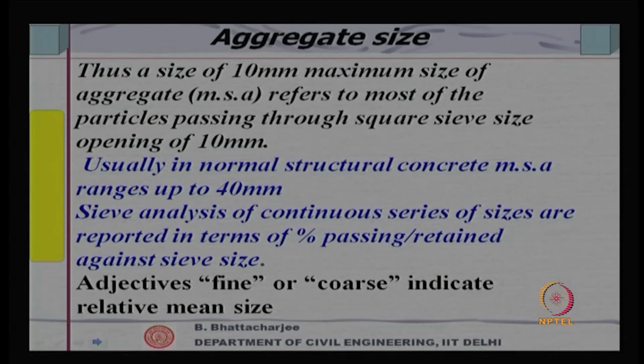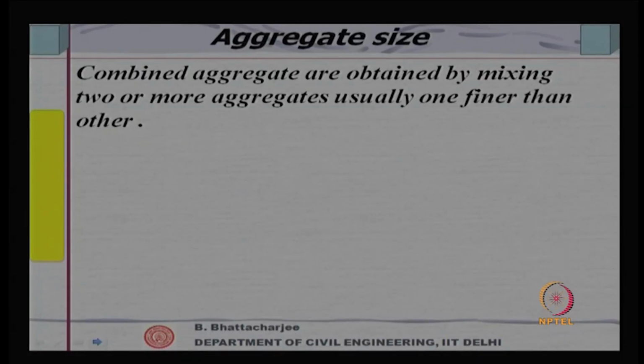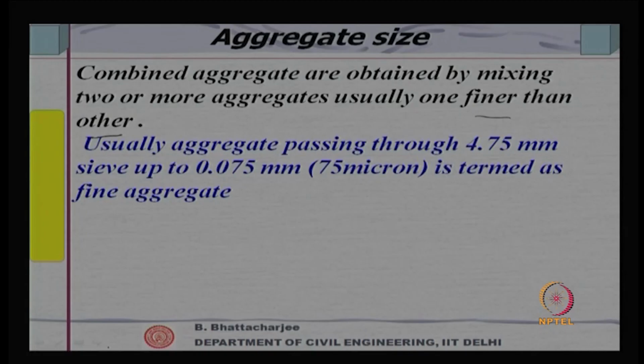Adjectives such as fine or coarse aggregate indicate relative mean size. Fine aggregate has a smaller relative mean size. Combined aggregates are obtained by mixing two or more aggregates, usually one finer than the other. So, for example, fine aggregate and coarse aggregate are mixed together and we get combined aggregate, obtained by mixing in definite proportion, usually one fine, one coarse.